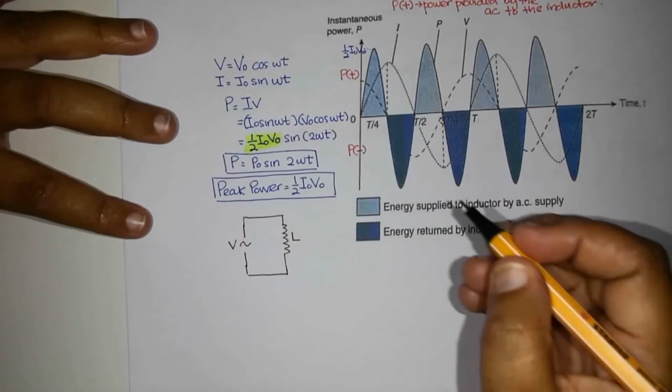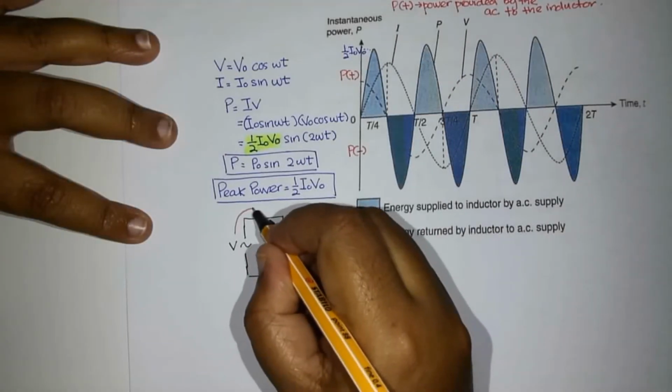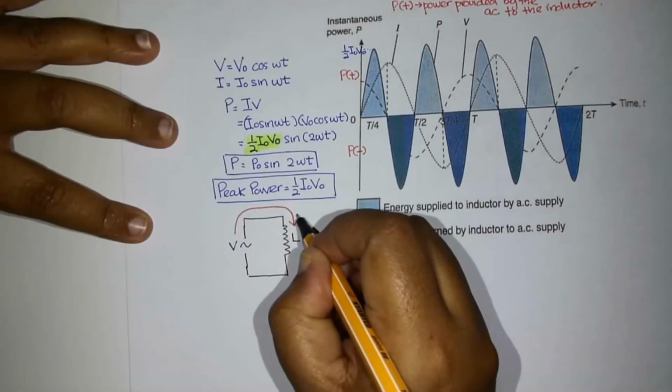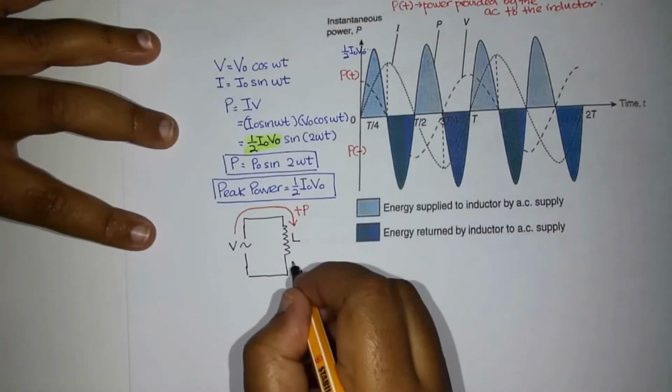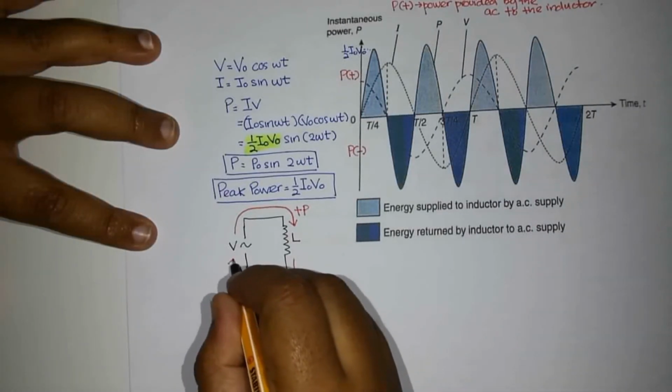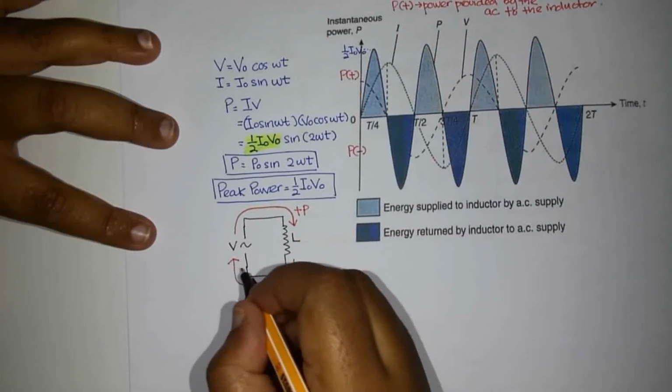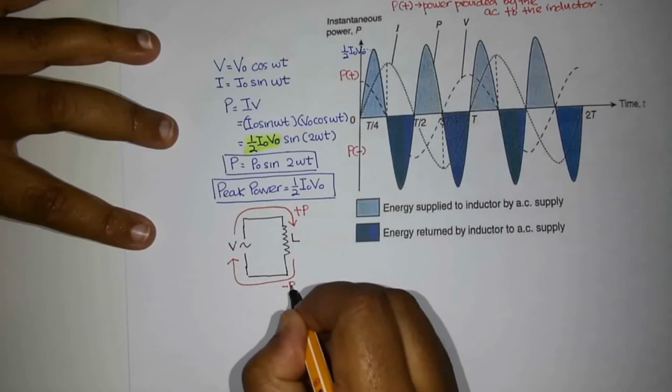Okay, so if you see in this diagram, positive power means power provided by the AC to the inductor. Negative power means power from the inductor returned back to the AC. So this will be negative power.